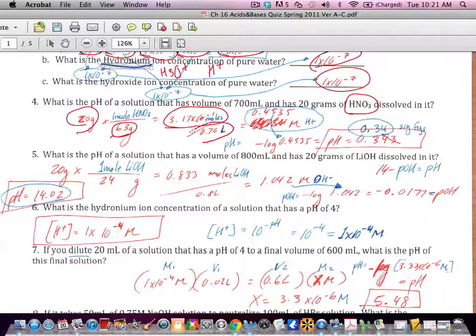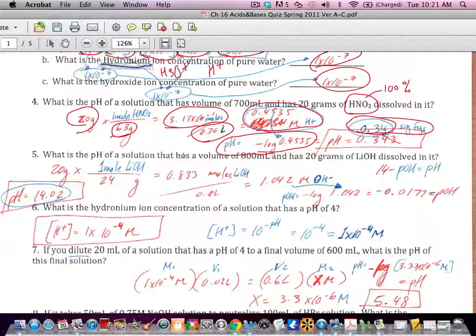Divide that by 0.7 liters, and you get the concentration of your H plus ions because it's a strong acid, so it dissociates 100%. The negative log of that concentration will equal your pH. So the pH equals 0.34 when you adjust it to the correct sig figs.